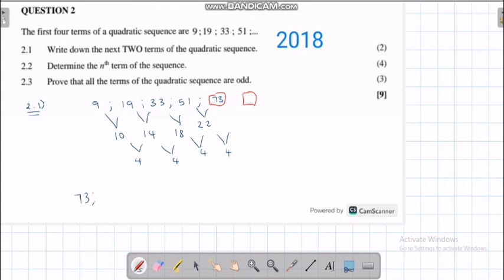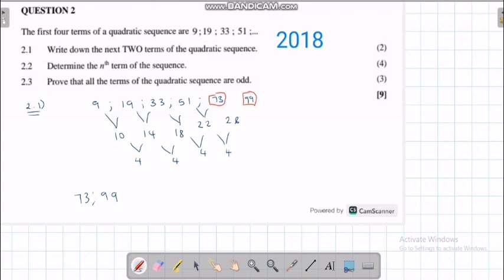Now let's check. 4 plus 22 is 26. 26 plus 73 is 99. So those are our terms.